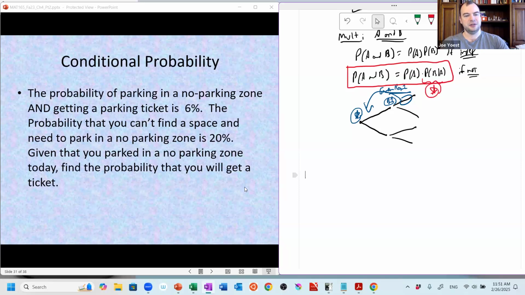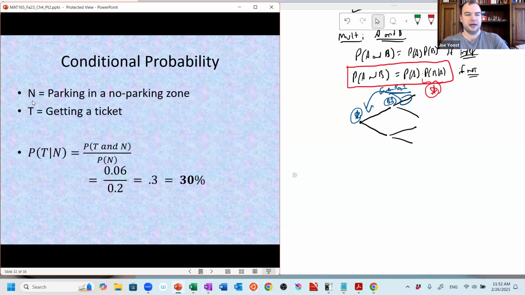And my question is, I leave my house today, I get to campus, I see there's some crazy event going on. I can't find anywhere to park. I need to park in a no parking zone. Given that I parked in a no parking zone, what's the probability I'll get a ticket? Given that I have this extra piece of information. When I left my house this morning, I expected the chance that I would park in a no parking zone and get a ticket at 6%. But I get to campus and I see the parking situation is really bad today, so what's my updated probability of getting a ticket given that I know that I parked in a no parking zone? It won't happen all the time, but I think we can intuitively expect that it's going to go up. It's got to be more than 6%.